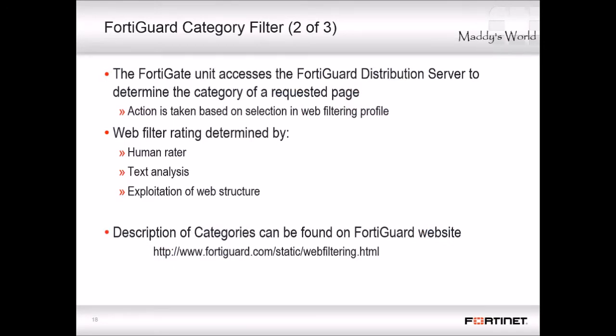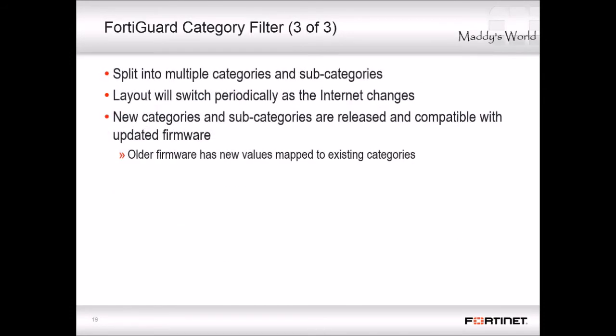FortiGuard is a live service from Fortinet where websites are examined and categorized by both automatic and manual methods. You can find a description for each of the categories and what we consider to be part of that category on the FortiGuard website. FortiGuard ratings are split into categories. Within each category are subcategories. You can block subcategories individually or block a whole category with all its subcategories included. You can find the full list along with an explanation of what these categories actually mean on our FortiGuard website.